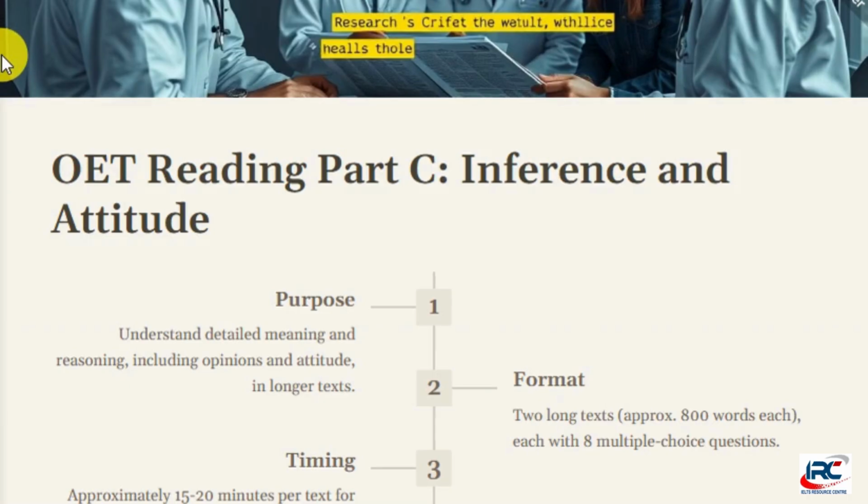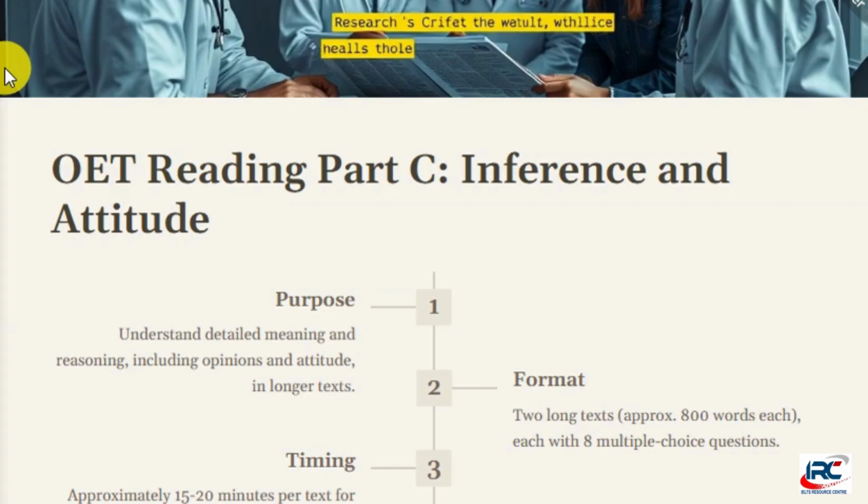Now, this session isn't just about reading. It's about thinking critically and connecting the dots. You will need to analyze when it comes to part C. You will need to interpret and also sometimes even read between the lines to find the answer.